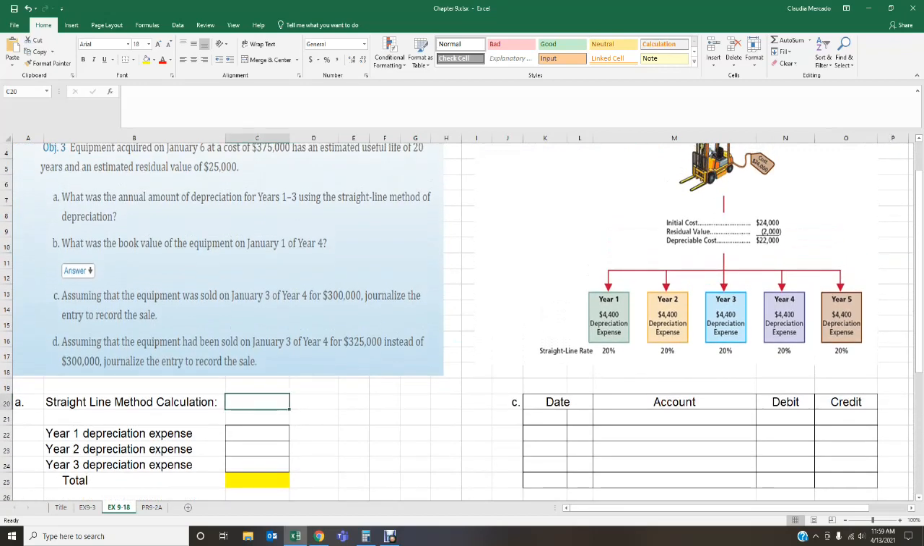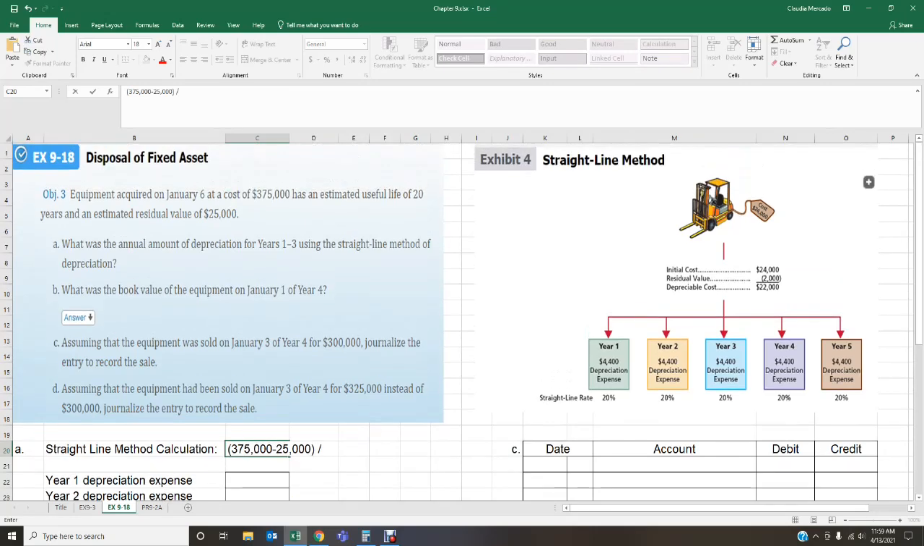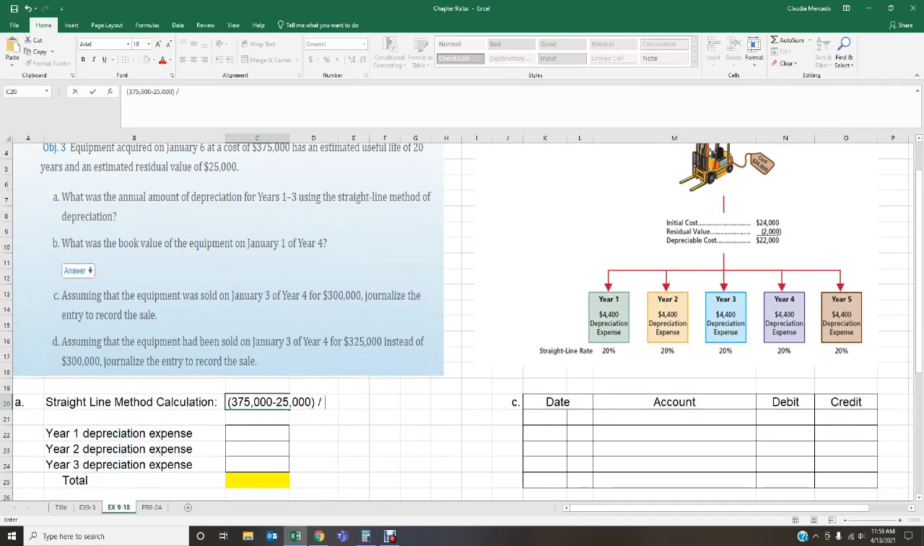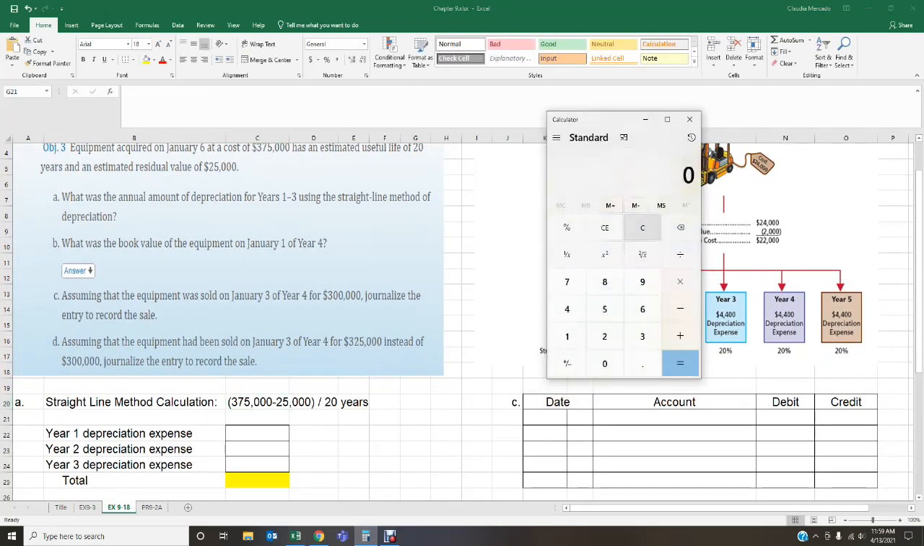So let's run the calculations for this particular problem. It says here that the equipment cost me $375,000. It also says that we have a residual value of $25,000. That needs to be subtracted. And then I'm going to divide over my useful life, and it says here that this is going to be useful for 20 years. Let me get my calculator out. So I've got $375,000 is the cost of the asset minus my residual value of $25,000. That gives me $350,000, and I'm going to divide that by 20 years.